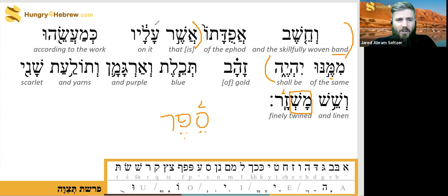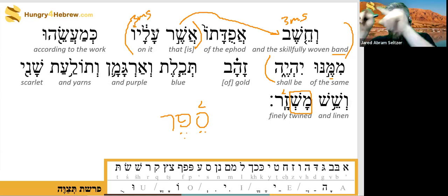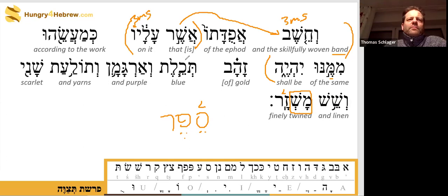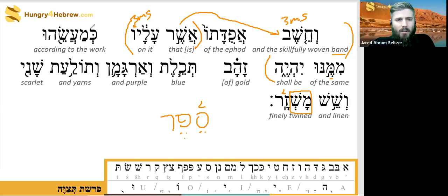And then more information about it. Asher alav kema'asehu. Hang on a second. Mimenu. Okay, so that means this right here is the end of it. Asher alav, which is on it. That's describing this, because this is masculine singular and this is masculine singular. There's your reference back to the antecedent. Kema'asehu, like the work of him or it, mimenu, from it, yihye, it shall be.